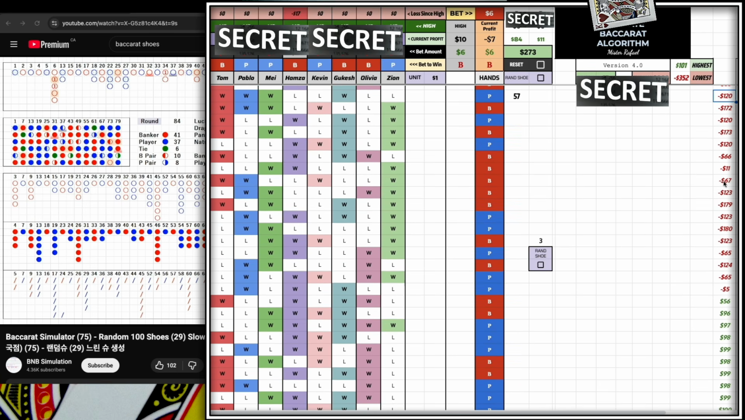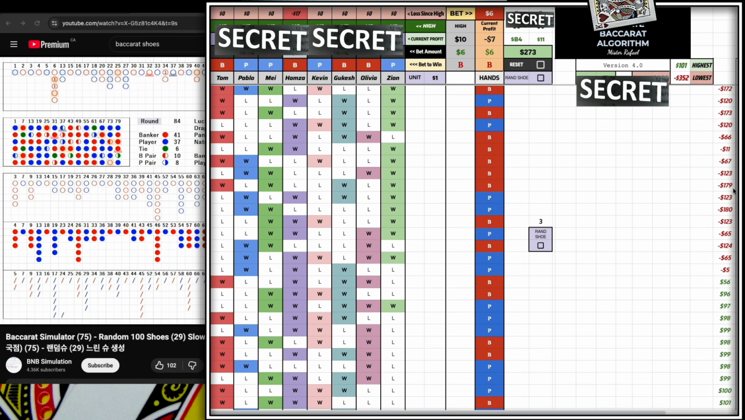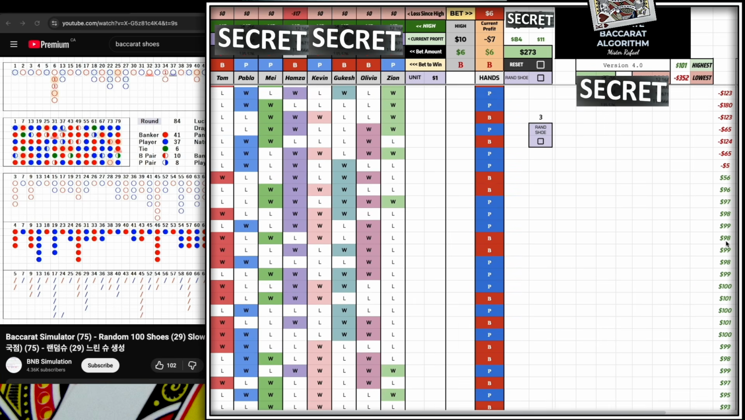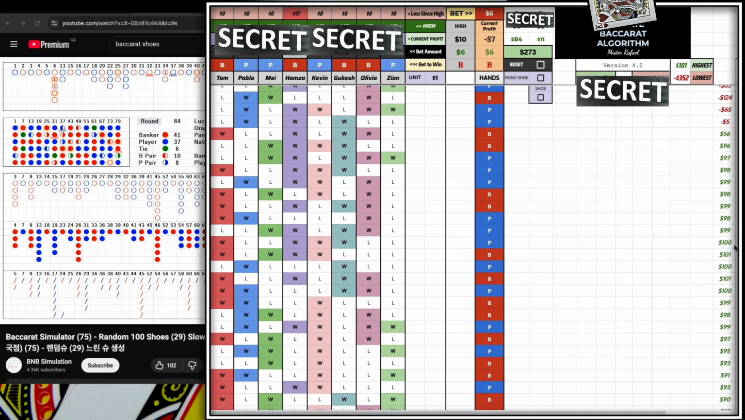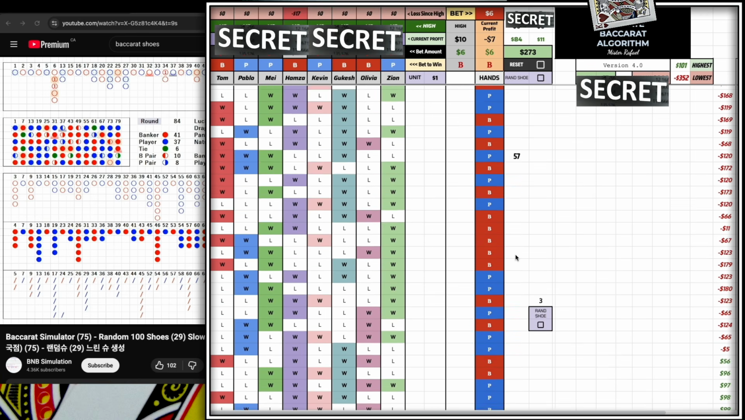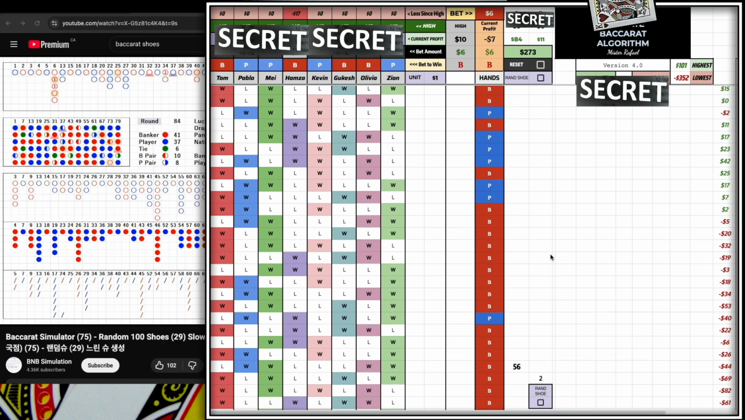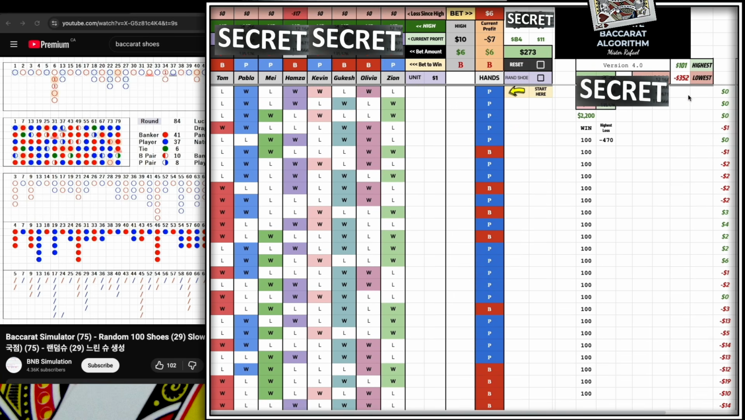Okay, got down to minus 11 and then back and forth. So right here we hit the win goal. Beautiful. And biggest drawdown for the session was minus 352. So no need to update this.